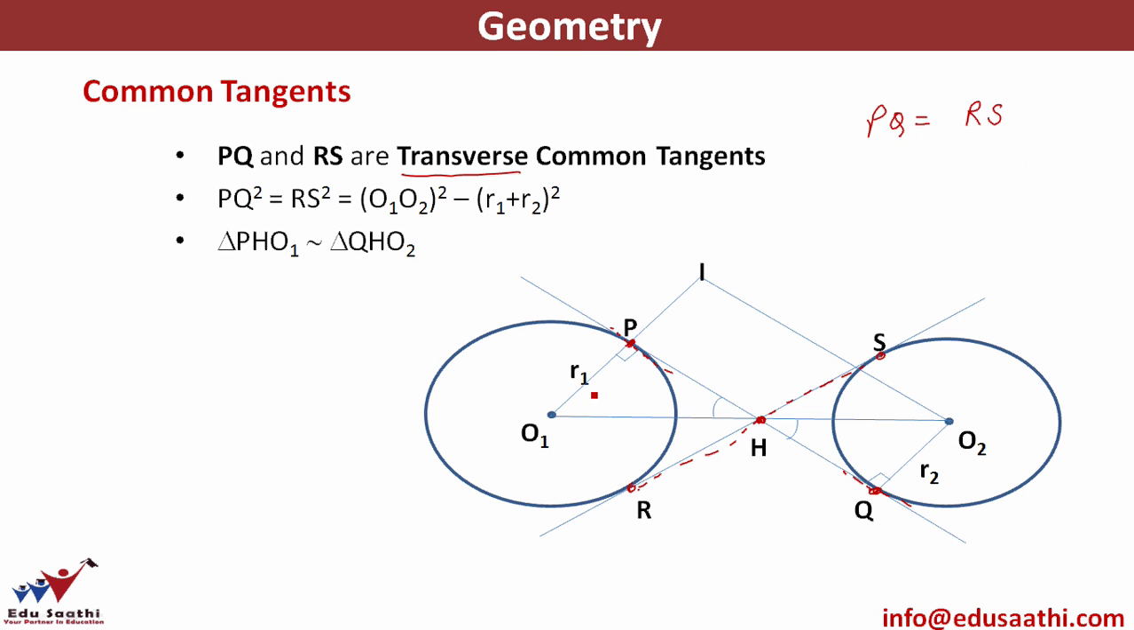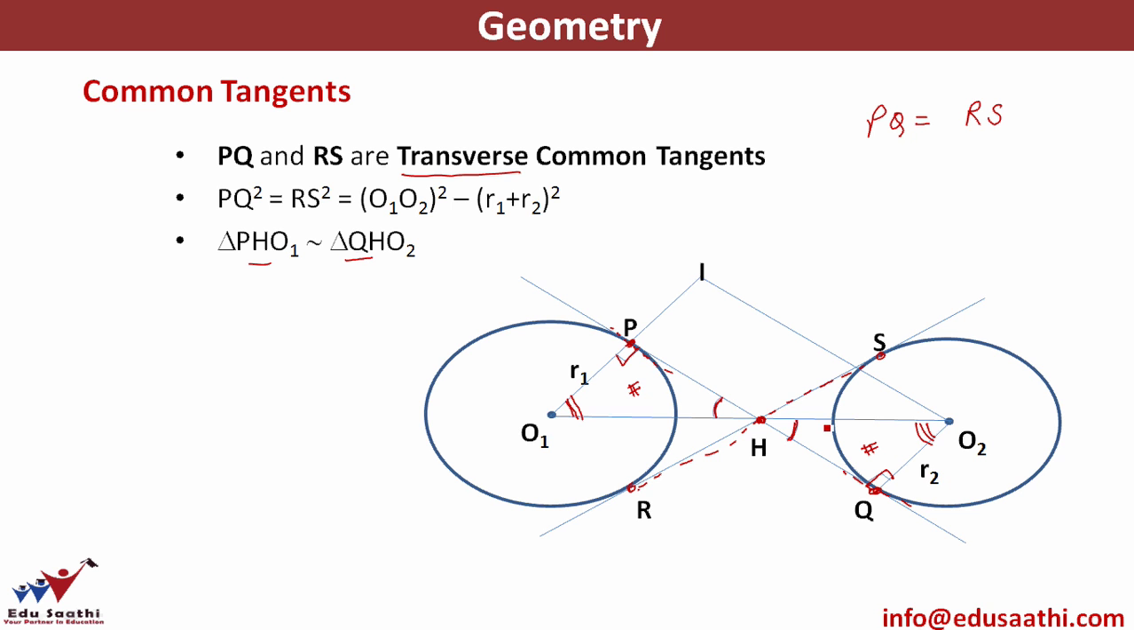In order to find out this length, I will look at these two triangles and use Pythagoras theorem to solve it out. Now if I look at these two triangles, this is the case of vertically opposite angles. I know that the tangent is perpendicular to the radius at the point of contact, so this angle would be 90 degrees. So by the AA rule, the two triangles would become similar. So this triangle and this triangle would become similar, and I can say that the other sides are proportional.